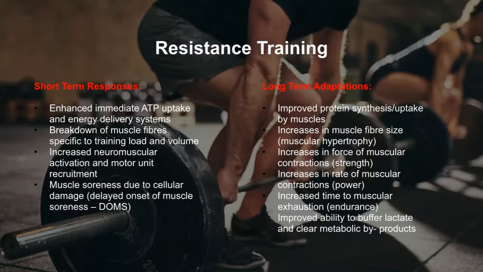We're getting increases in the size of our muscles. That's what we call muscle hypertrophy. Really important term to understand. Hypertrophy means an increase in muscle size. The next one is we're getting an increase in the force of muscular contractions. That's strength.